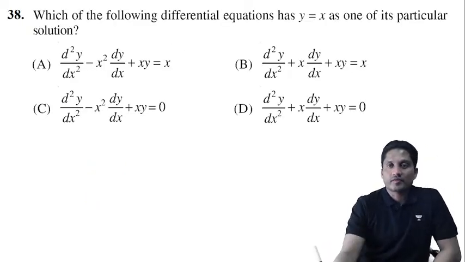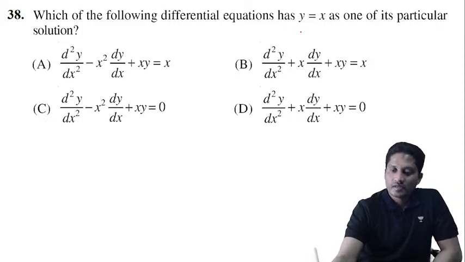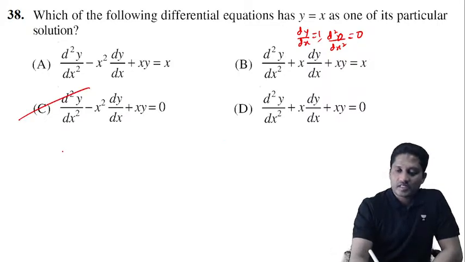Which of the following differential equations has y is equal to x as one of its particular solutions? If I differentiate this, you get 1. If I differentiate once again, d square y by dx square, you get 0. So this means that only C will satisfy. This is 0 minus x square into dy by dx which is 1, plus x into y which is again x. Only C will satisfy.